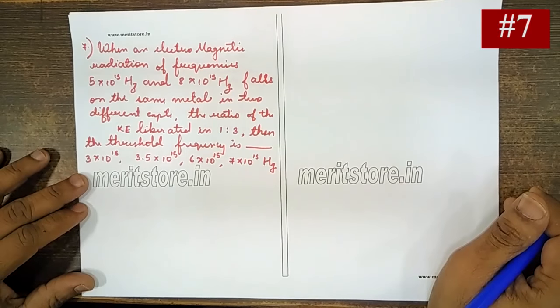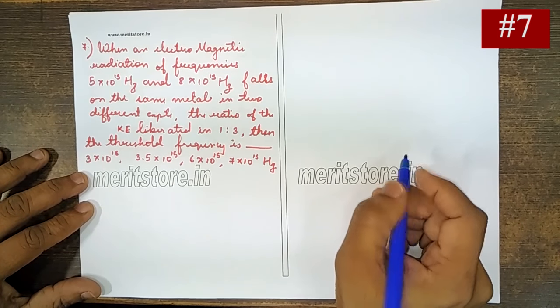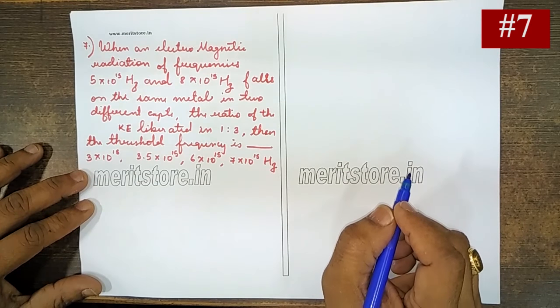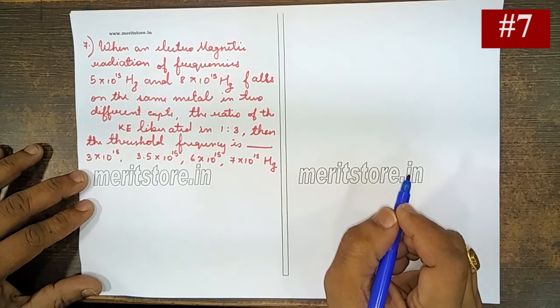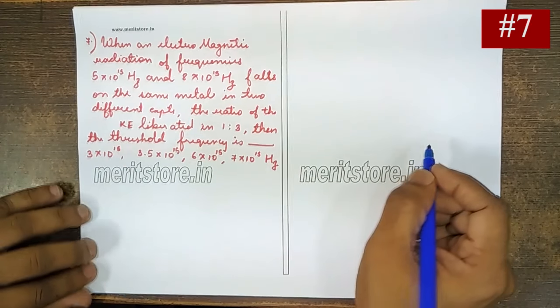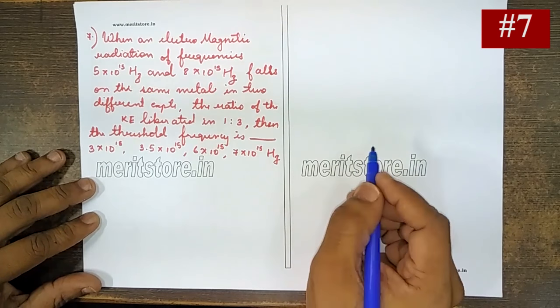When an electromagnetic radiation of frequencies 5 into 10 raised to 15 hertz and 8 into 10 raised to 15 hertz falls on the same metal in two different experiments, the ratio of the kinetic energy of the electrons liberated is 1 is to 3. Then the threshold frequency of the metal is dash.